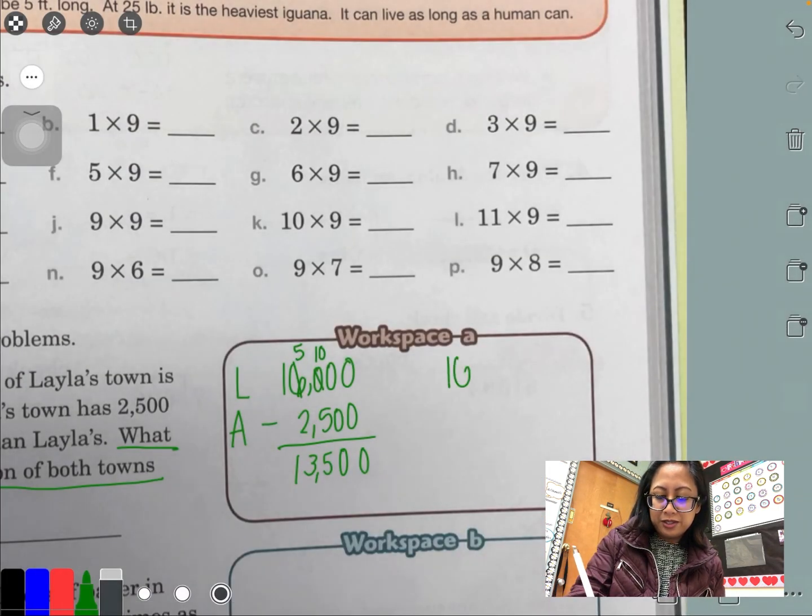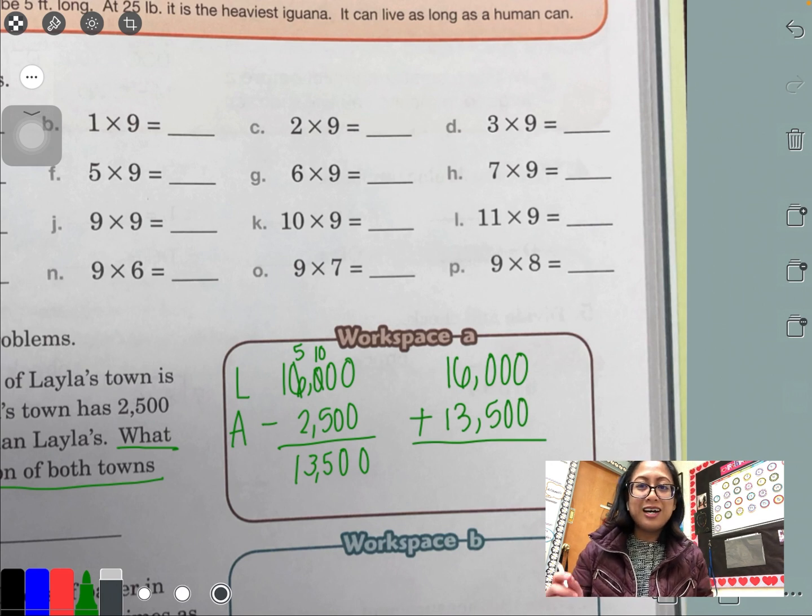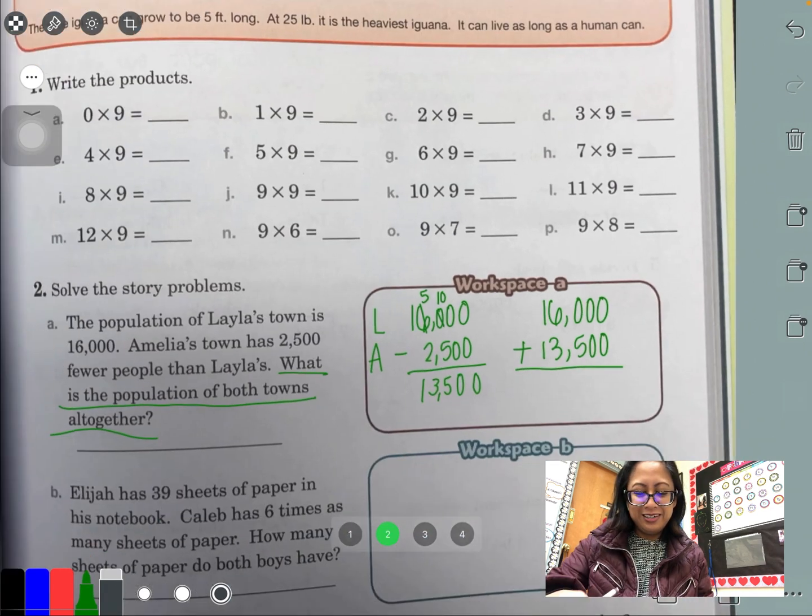So you'll take 16,000 plus 13,500, and you will add that carefully and tell us at our Zoom meeting what you have. Because I don't need to help you add this. You know how to add this.